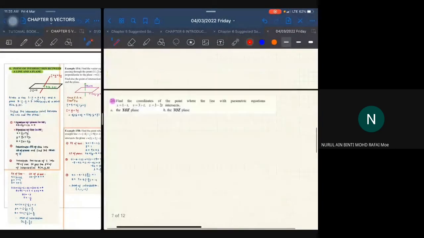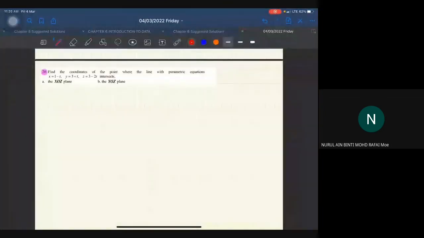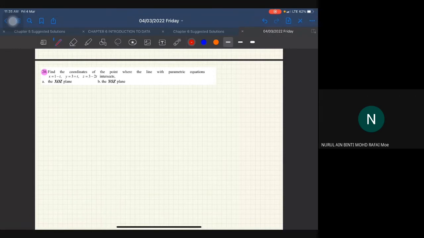Okay, so jom kita tengok satu soalan. Alright, so number 20. The question is quite interesting for me, I think. Okay, so find the coordinates of the point where the line with parametric equations x blah blah blah intersects. So soalan bagi kita line dalam bentuk parametric equations. Memang dah sangat-sangat mudah kerja kita. Dah settle dalam bentuk parametric equations. Let me highlight it. This is the one, your equation. Okay, so kita fokus dekat case yang number 1.